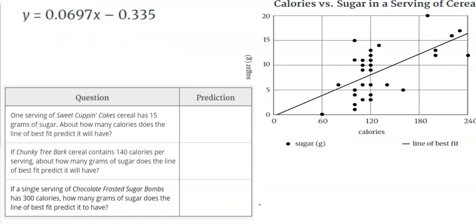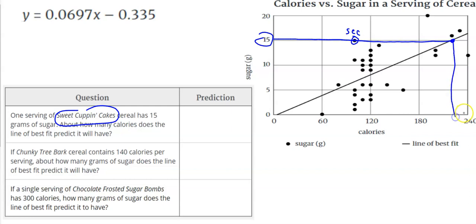Try these 3. 1 serving of cupcakes has 15 grams of sugar. Which one is that? Sweet Cup and Cake. So where is that? 15 grams of sugar. So that's the only one. That must be Sweet Cup and Cakes right there. Okay, about how many grams of sugar does the line of best fit? So if you normally have 15, we would have expected, I don't know, 220-ish.